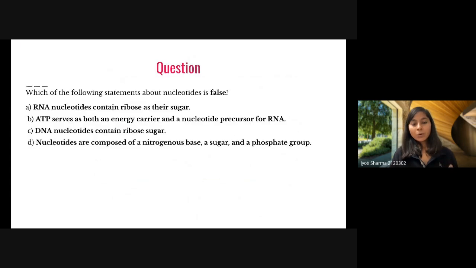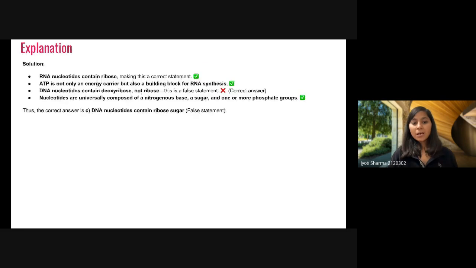Then how can you tell that this is the nucleotide? A nucleotide is a very basic component of DNA, because DNA is made up of a nitrogen base, sugar, and phosphate. Here we need to find the wrong statement, because in the nucleotide of DNA we have deoxyribose sugar, but not ribose sugar. Ribose sugar is present in RNA, but not in DNA. So that's why statement C is the wrong one.